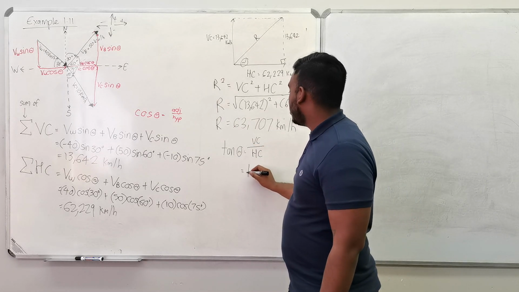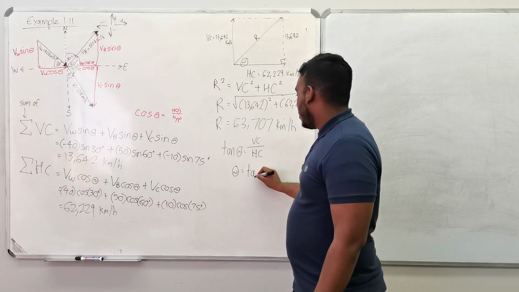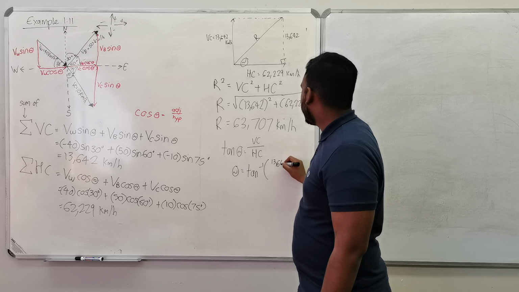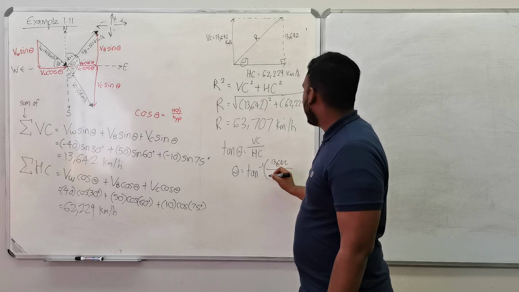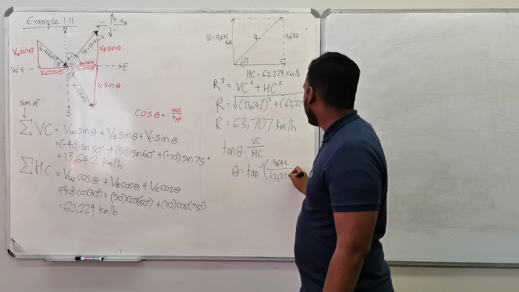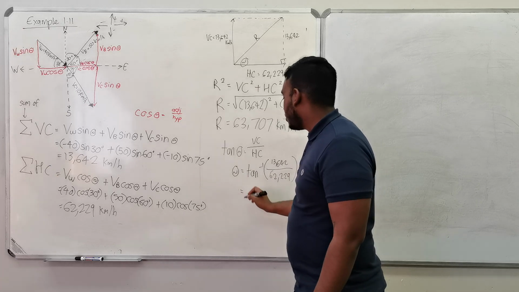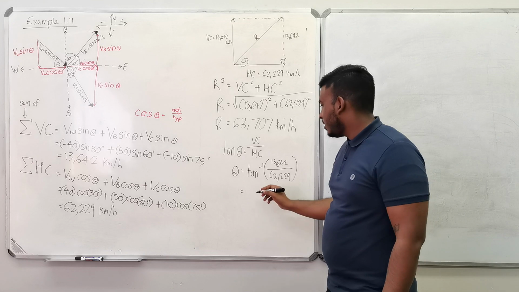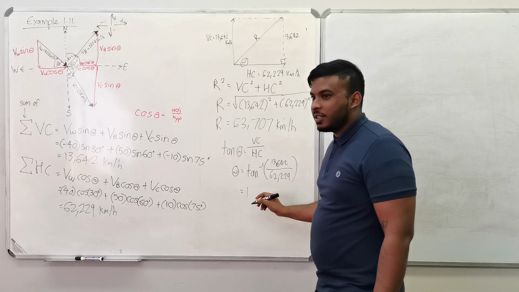This is equal to 13.642 all over 62.229, and this is equal to 12.365. You just get it from the textbook.